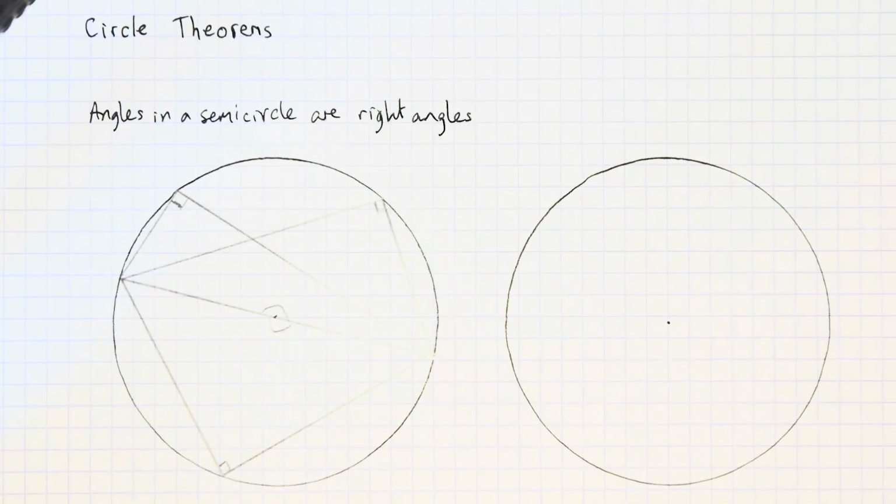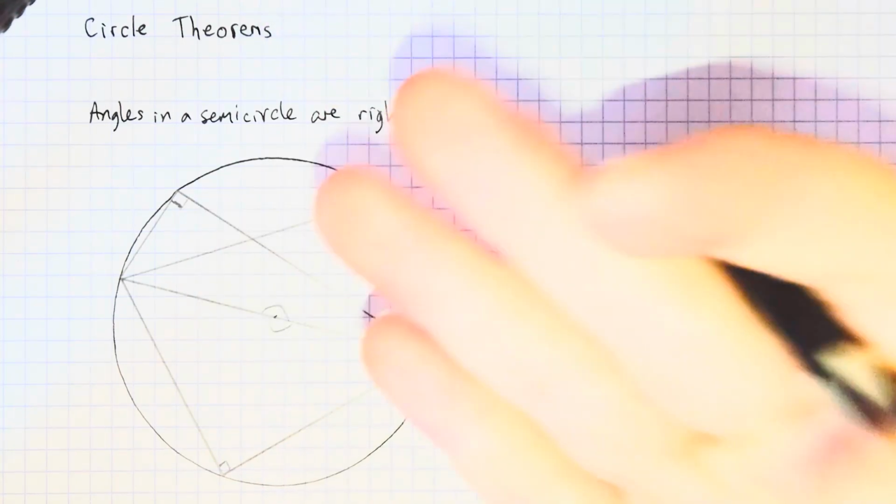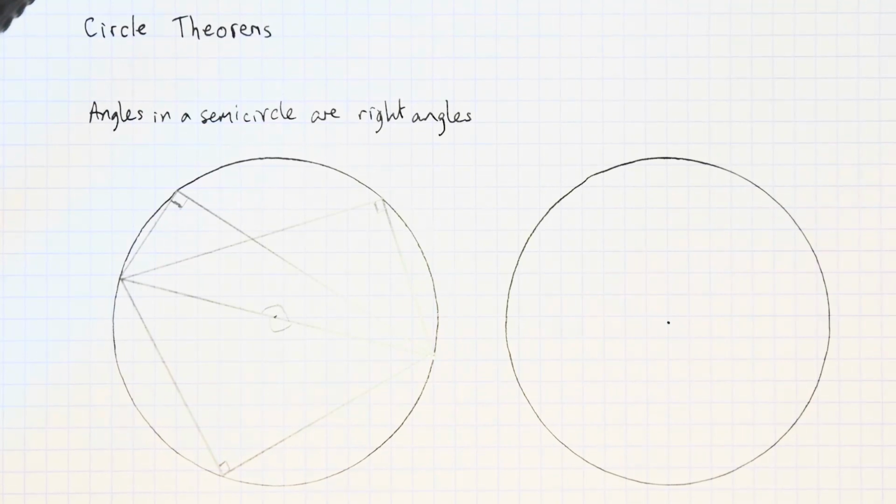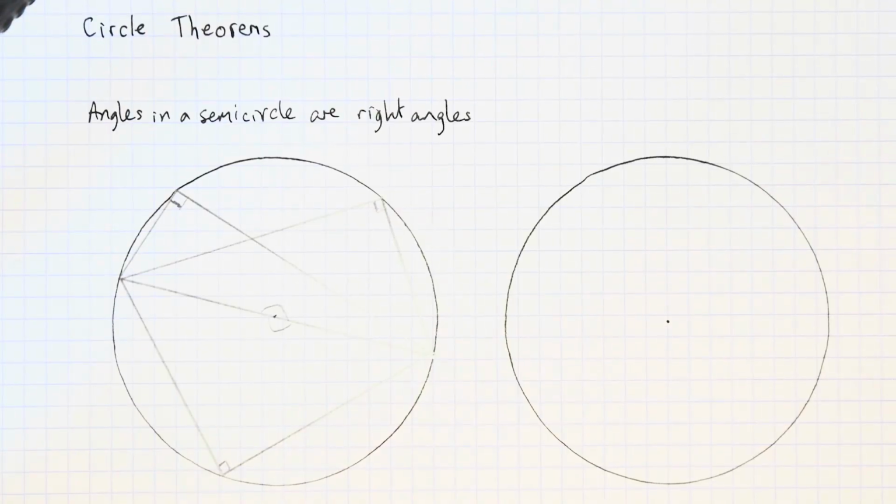Because this time specifically the segment we're talking about is a semicircle. It's a semicircle above the diameter and it's a semicircle below the diameter, so angles in a semicircle will always be 90. That's as far as we're going to go with circle theorems. We're just doing the three today.